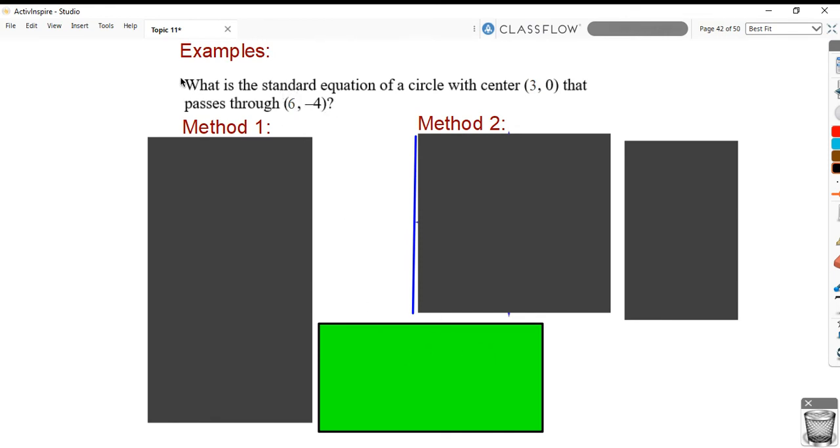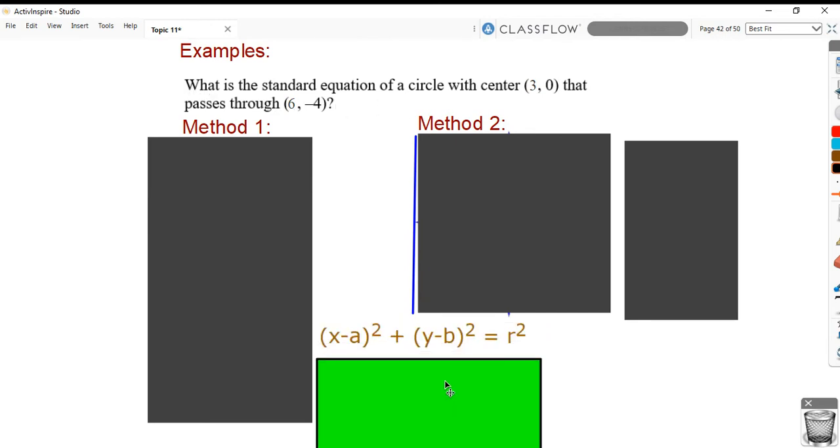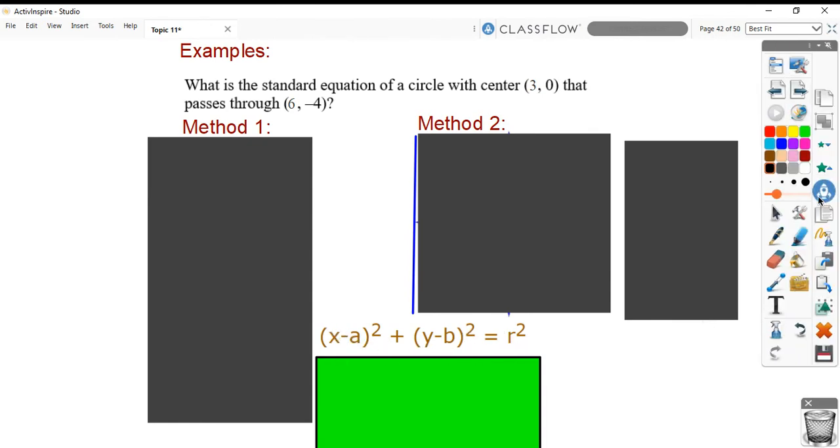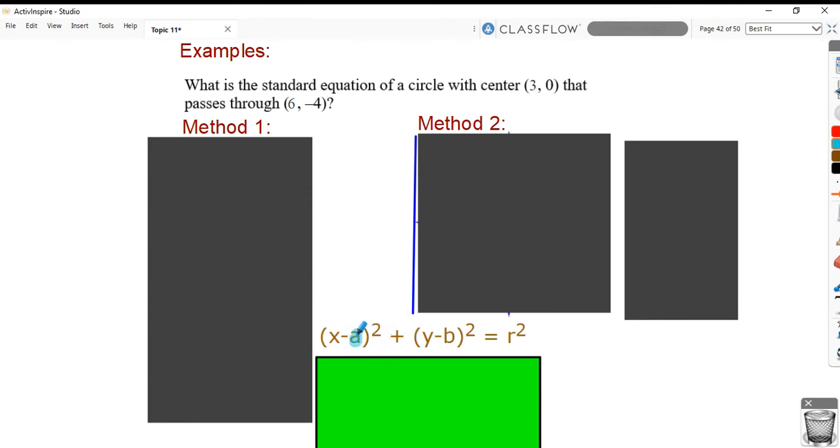So here's the deal. The question is asking what is the equation of a circle. Our answer is going to end up looking like this. And the three pieces of information that we need to find to complete this puzzle are A, B, and R squared.